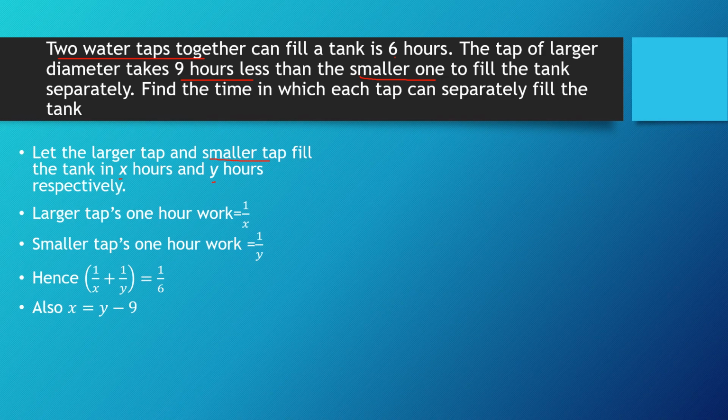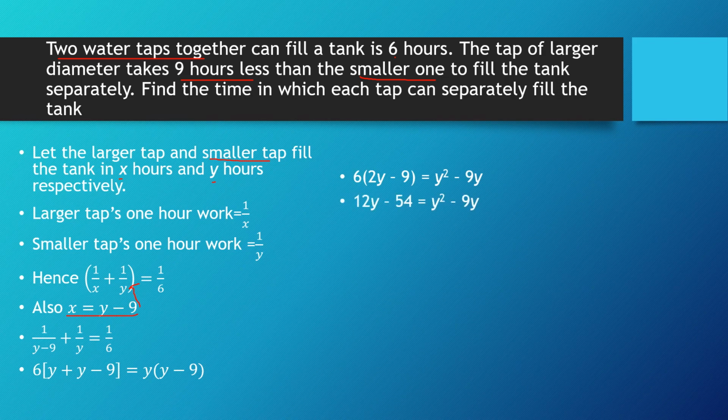So the time taken by larger is 9 hours less. So X becomes Y minus 9. I'll substitute here the value of X as Y minus 9. Now it's just normal cross multiplication which I'm supposed to do. I'll do the cross multiplication and I'll try to factorize the given quadratic equation.